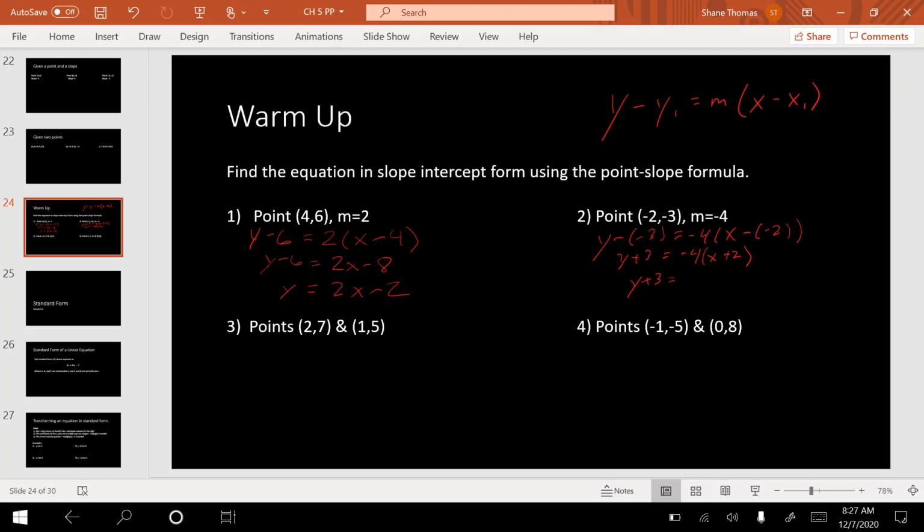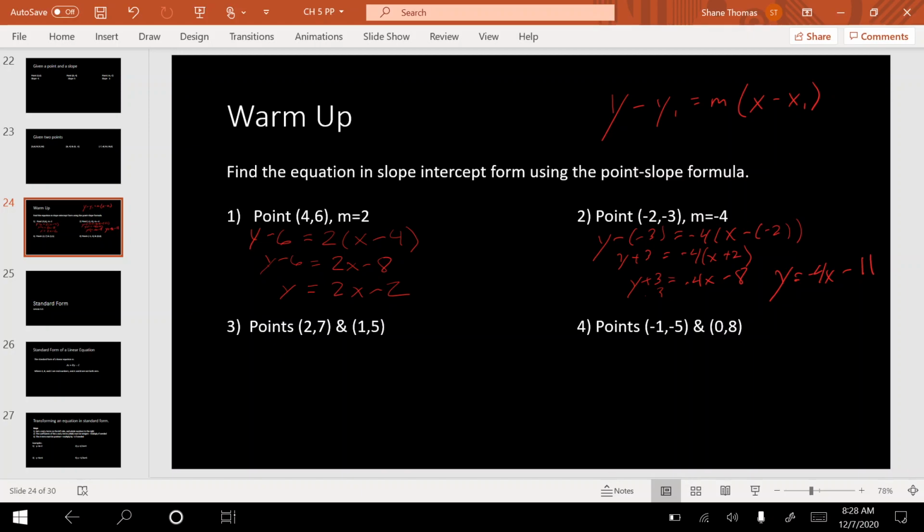y plus 3 equals negative 4x minus 8. And then we subtract the 3 across. So we should have y equals negative 4x minus 11. All right. We were a little bit off over there. How'd you get a 3 and then subtract a 6?